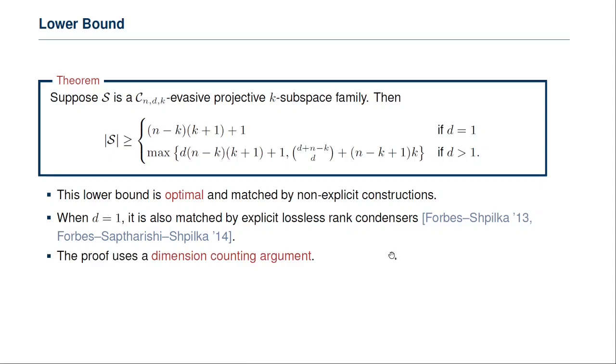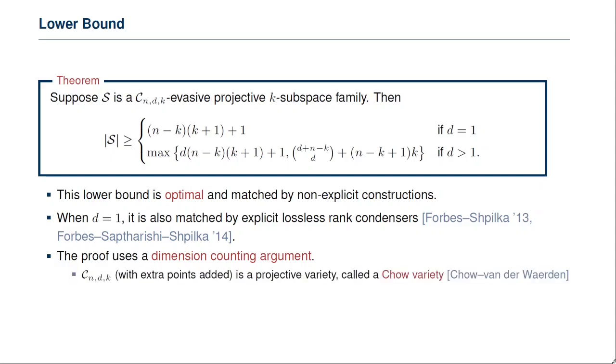And next I'm going to briefly sketch the proof of this lower bound. It uses a dimension counting argument. The first step is to give a variety structure to the set C_{D,k}.